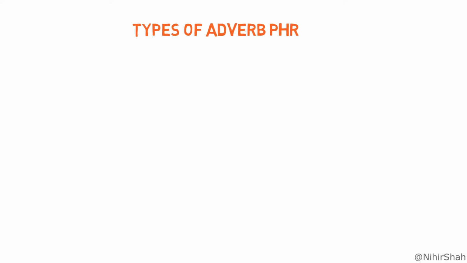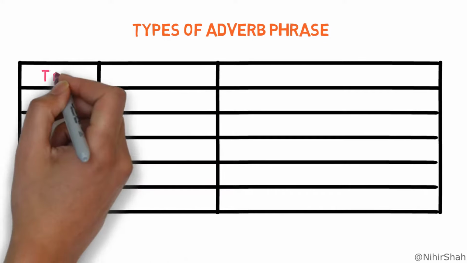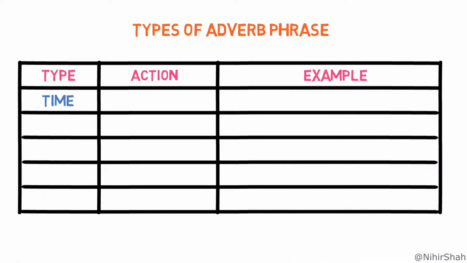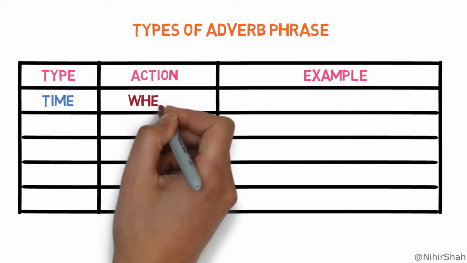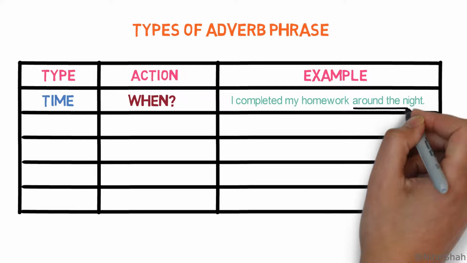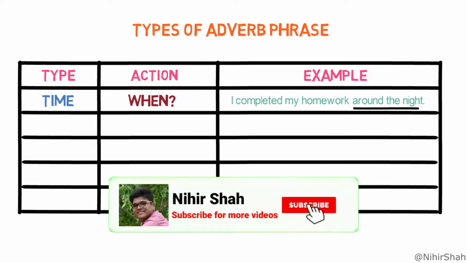Adverb phrases are generally divided into 5 types based on the way they describe any action. Number 1. Adverb phrase of time. It describes when an action occurred. I completed my homework around the night. When did I complete my homework? Around the night. So, around the night is the adverb phrase of time here.